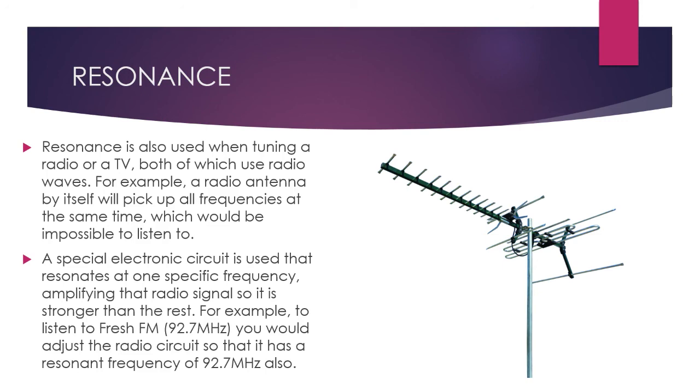For example, if you were trying to listen to, say, Fresh FM, I don't know what you kids listen to, you'd adjust your radio circuit so that its resonance was at 92.7 megahertz. So we've amplified that particular frequency, which is the one you want to listen to, and all of the other ones would be sort of rejected. That filters out just the one frequency, so when your radio's tuned to that particular frequency, you hear that and you don't hear all of the other frequencies at the same time. So that's an example of how resonance can be used for a useful purpose.